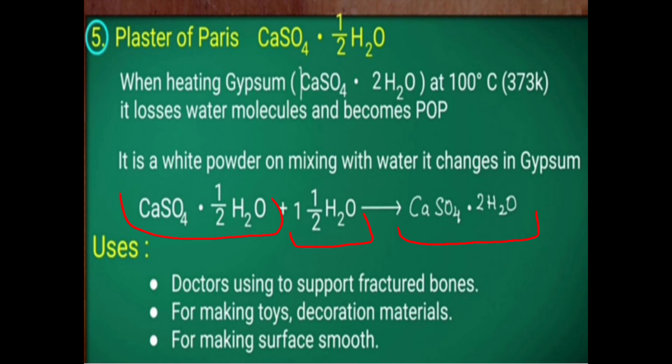CaSO4.2H2O, that is gypsum. Now, the use of plaster of Paris: doctors use it to support fractured bones. The bones which are fractured, doctors generally use it to heal them. Then it is used for making toys, decoration materials, and for making surfaces smooth. To make any surface smooth, plaster of Paris is used.